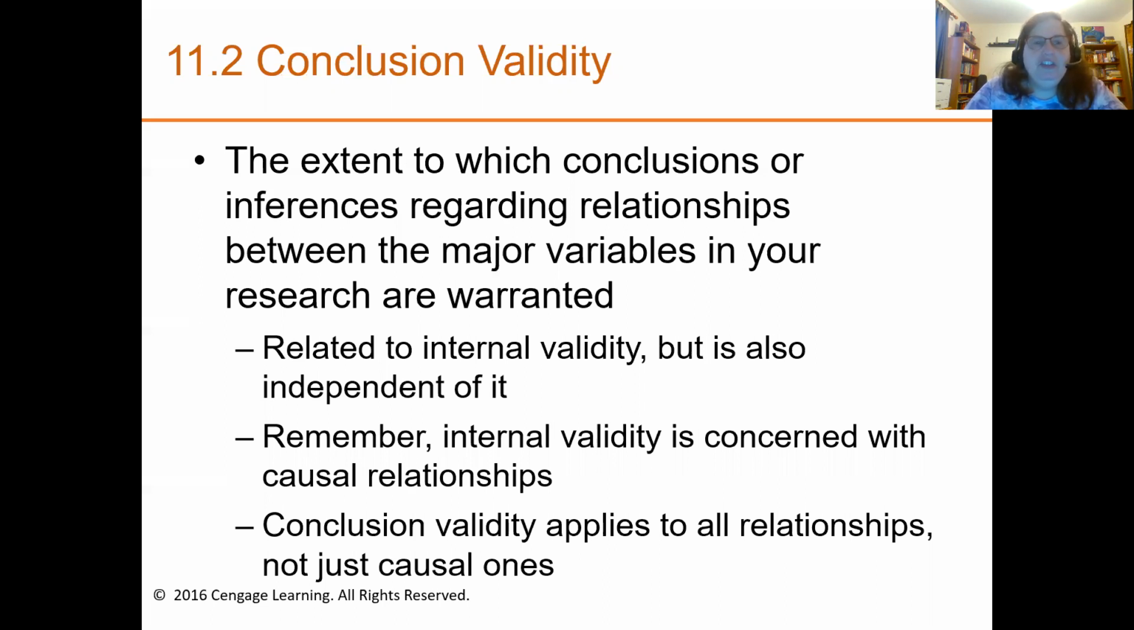Now, it's related to internal validity, but it's also independent of it. What do I mean by that? Well, internal validity is concerned with causal relationships, right? Whereas conclusion validity applies to all relationships. Okay, so what you want to know is when you make a conclusion, when you say A is associated with B, is that warranted? Is that okay to say?